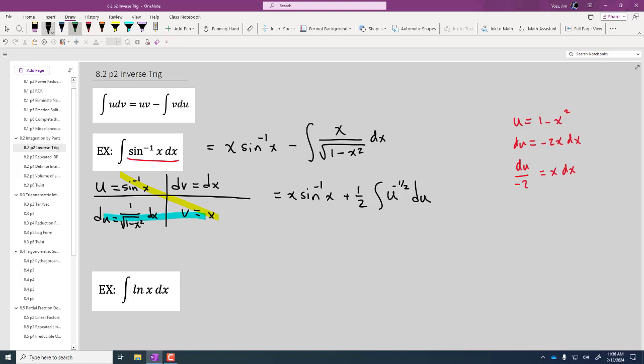Yes, I know, we already used u to represent inverse sine. This u is different, right? We're using u for u-substitution and u for integration by parts.